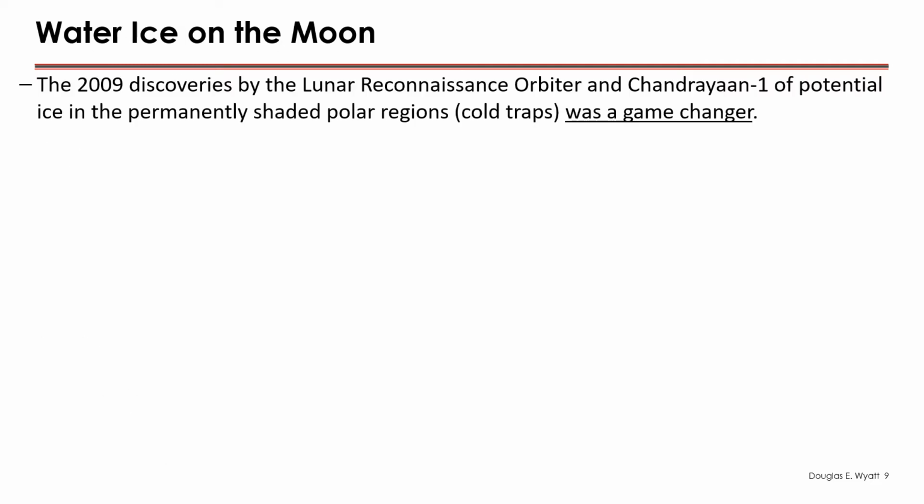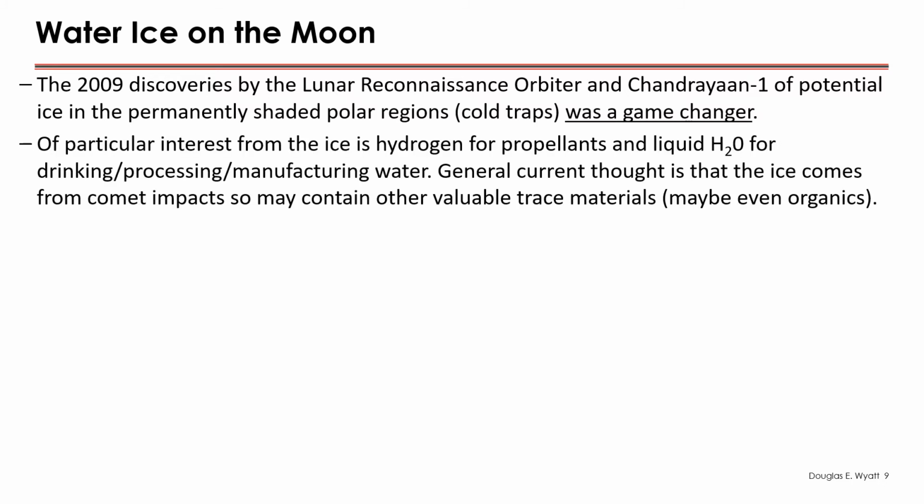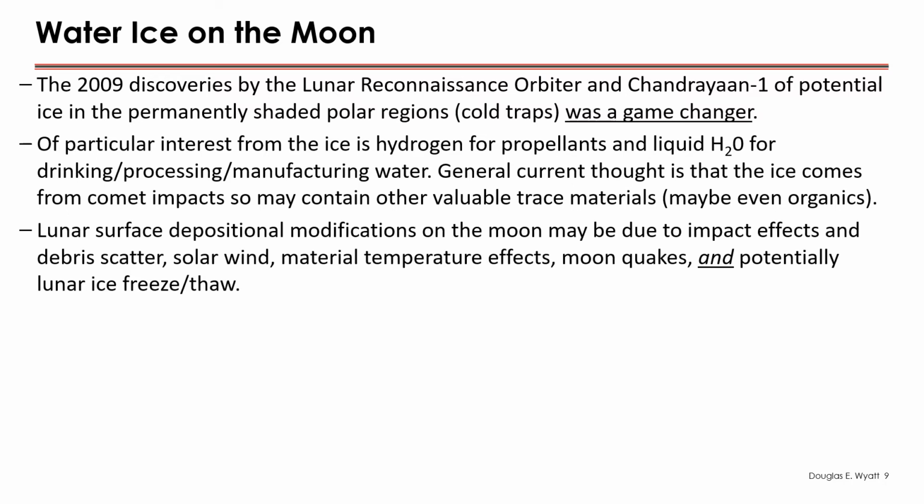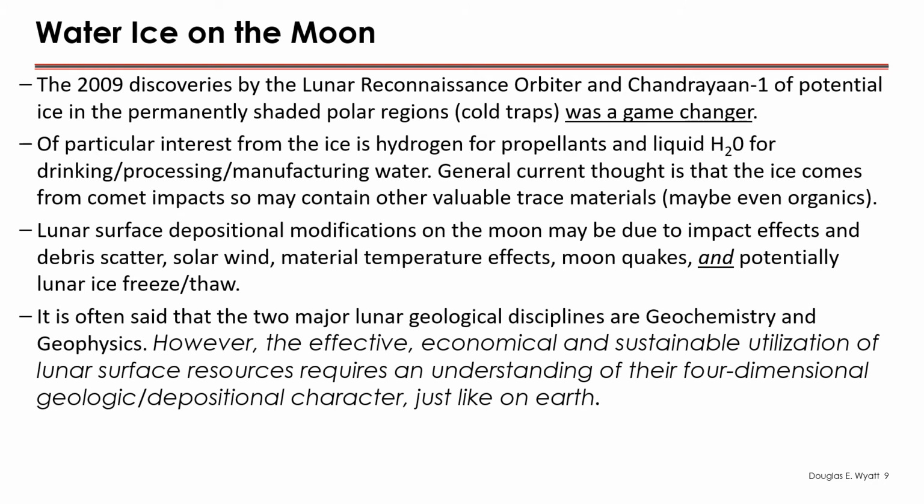The 2009 discoveries of water as being a probability, of ice as being a probability, was a game changer. That means that we now have a source of material potentially for propellants, drinking water, processing water, manufacturing water, maybe even some other organics in the ice. It also added a concept to the discussion of lunar deposition, where we're not just looking for impact effects and debris scatter and moonquakes and things like that. We're now looking at potentially lunar ice freeze thaw at the ridges and edges of some of these cold traps.